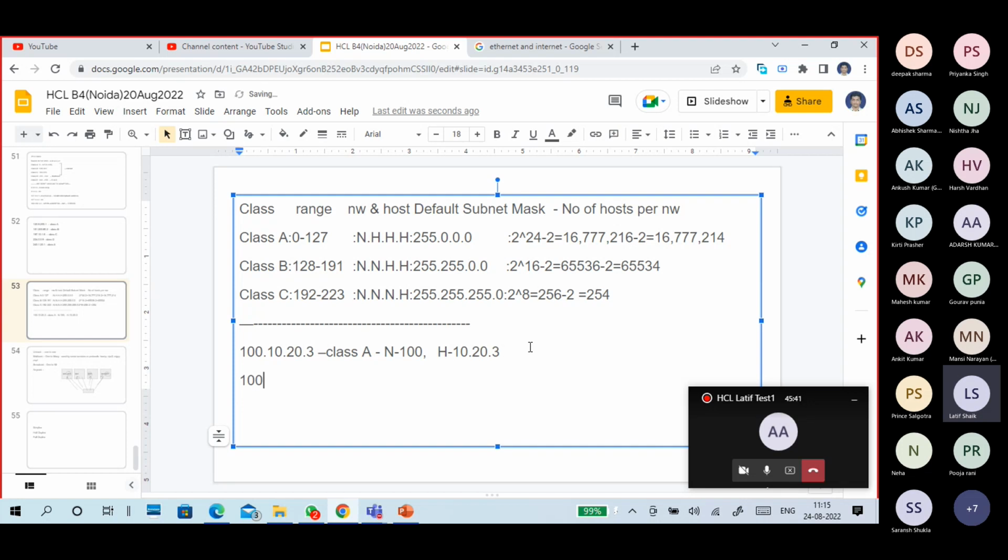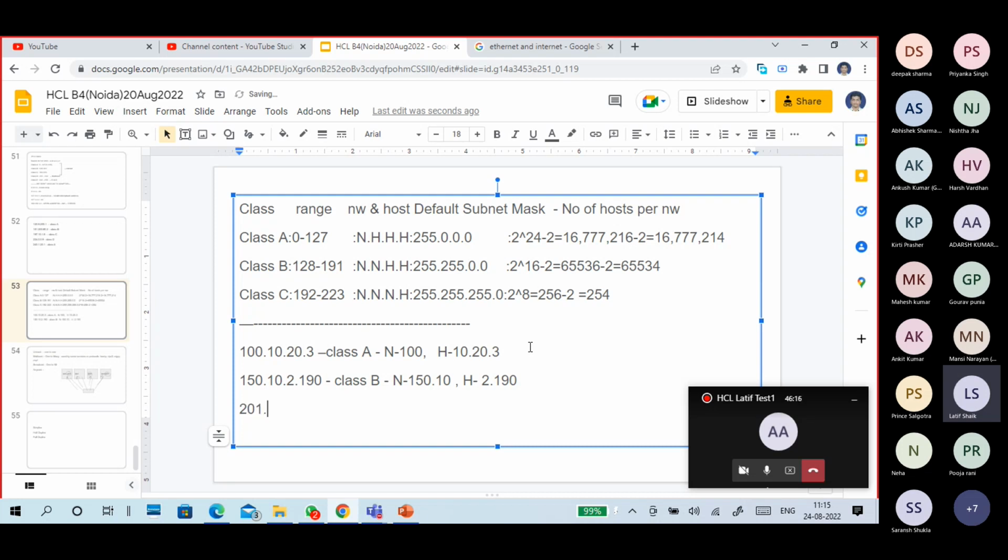Here it is, 150.10.2.190. Which class is it? Class B. The network portion is 150.10. In class B, the first two portions are network portions, and the host portion is 2.190.